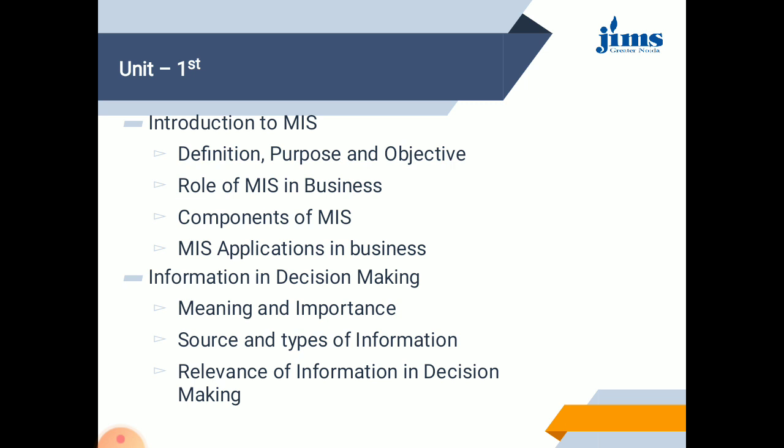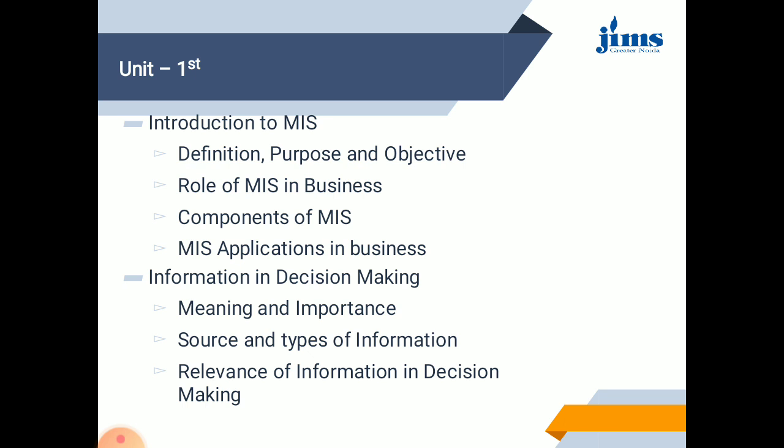First, introduction to MIS. Second is information in decision making. Basically, what is the role of information in the decision making procedure? If I have information, what kind of help will I get from that information? That comes into information in decision making. Basically the meaning and importance of information: what is the meaning of information, and why is it important for us? Source and types of information: what are the various types of information, and what are the various sources from which we get information? Relevance of information in decision making: what type of decision we want to make, and whether that is relevant to the information or not. Basically, are we going with the information which we are getting, with the decision or not.